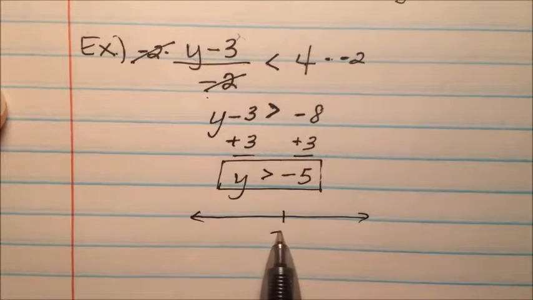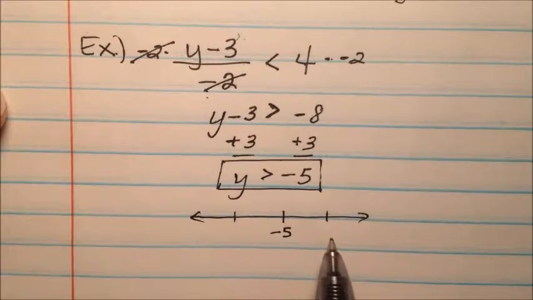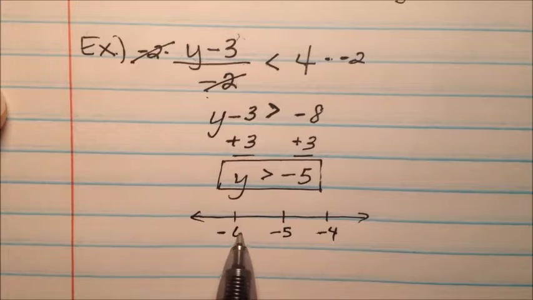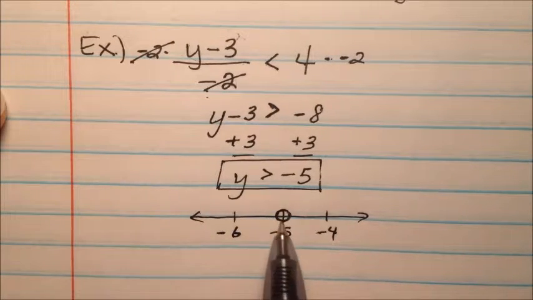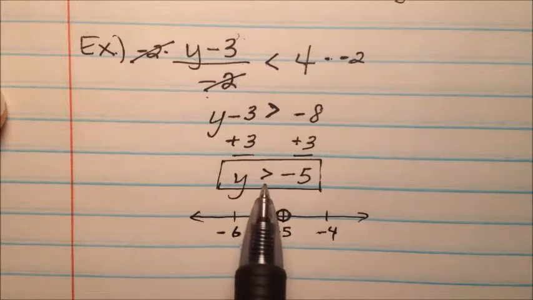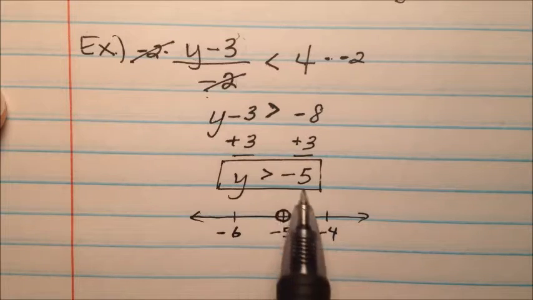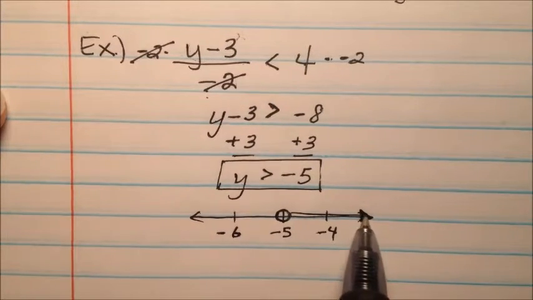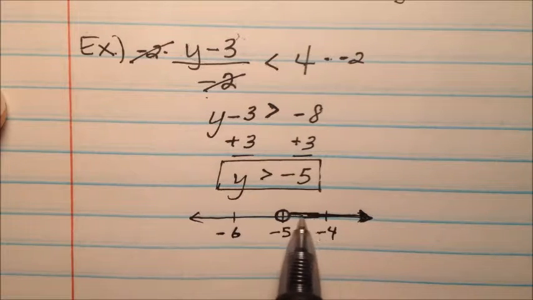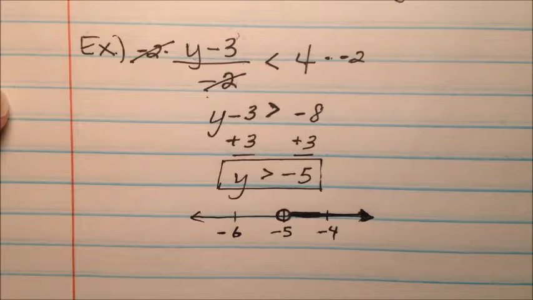So I'm going to put the negative 5 in the middle, because that's the number I care about. A negative 4 goes on the right, because that's one bigger. A negative 6 goes on the left, because that's one smaller. In this case, I have an open circle, because it's just greater than, it's not an equal to. And then, since it's greater than, I'm going to take myself over to the right. So I'm going to fill that in, and that's what this first one looks like, is y is greater than negative 5.